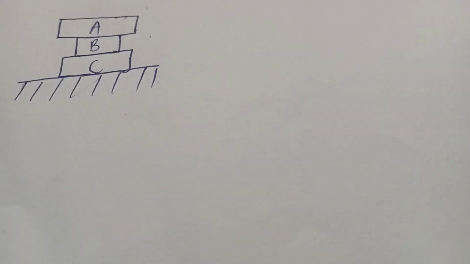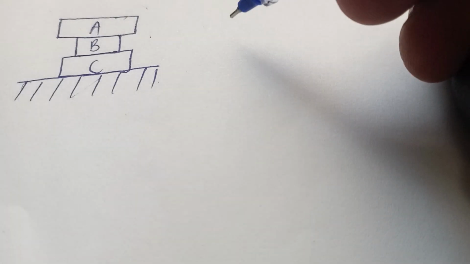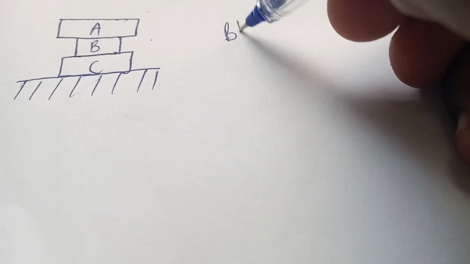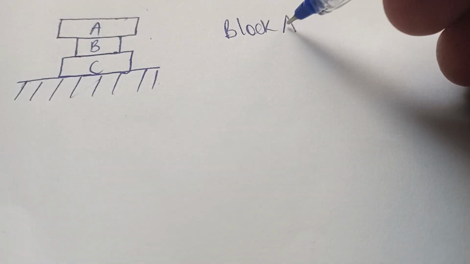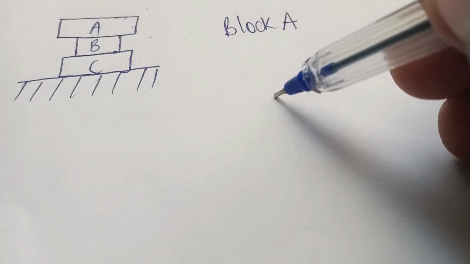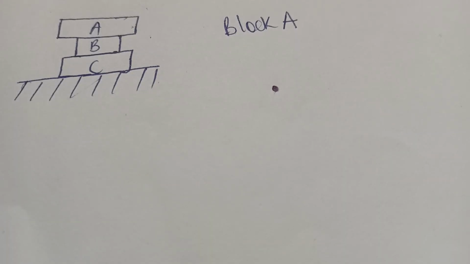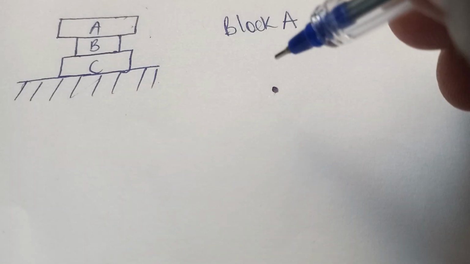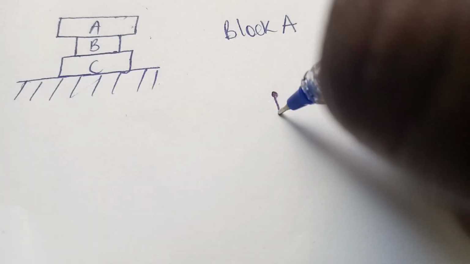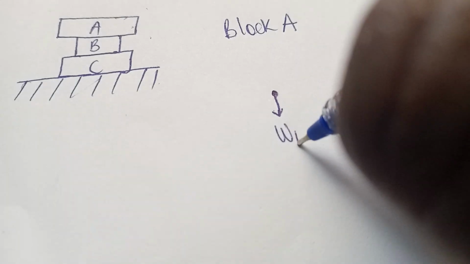Let me draw block A here. I draw a point here, the center of mass, or center of gravity, of block A. So we have its weight, the weight of A. Weight always acts vertically downwards. So this is its weight, W_A.